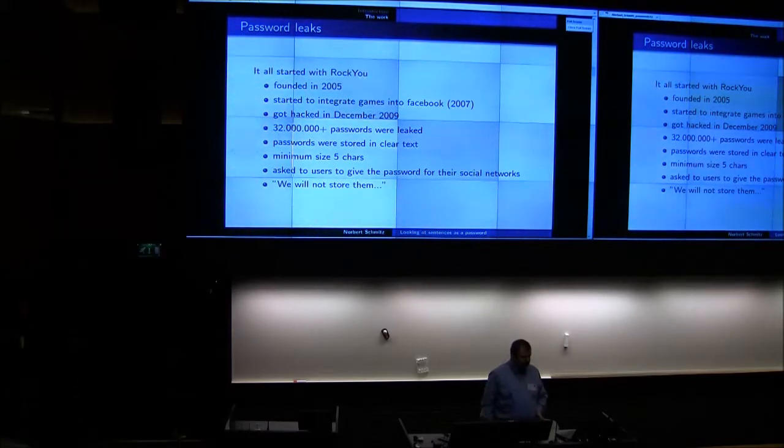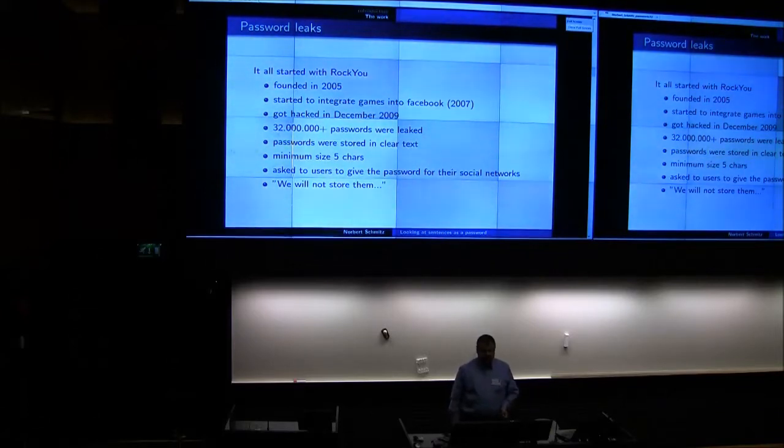RockYou was founded in 2005. They started to integrate games on Facebook in 2007. They got hacked in December 2009, and around 32 million passwords were leaked. These passwords were stored in clear text, meaning we didn't have anything to do to get the real passwords. Not as usual, where they are hashed and we have to really guess them, this makes it a little bit comfortable for us to do some research on.